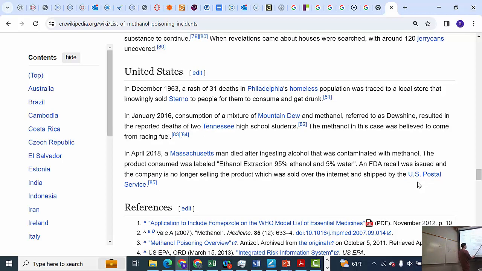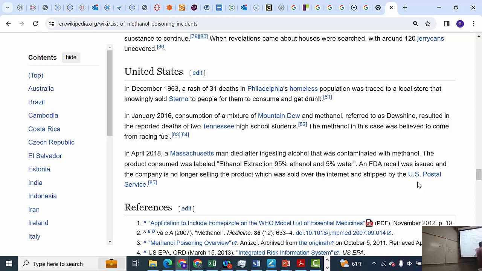In 2018, a Massachusetts man died after ingesting alcohol that was contaminated with methanol. But this is kind of a tragic story because this person thought they were buying ethanol. The product consumed was labeled ethanol extraction, 95% and 5% water. This is what we made in the lab. So when I fermented the ethanol, it created a mixture of yeast and a whole bunch of other stuff. So what I wanted to do is separate the mixture. One of the easiest ways of separating that mixture was by distillation. But distillation isn't perfect for ethanol. And so with ethanol, the purest you can get by distillation is 95%. They call this 190 proof? Is that 190 or 180? 190 proof, yeah.